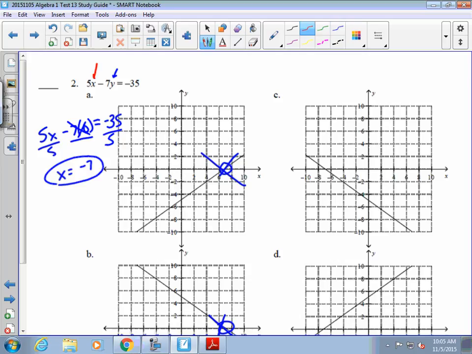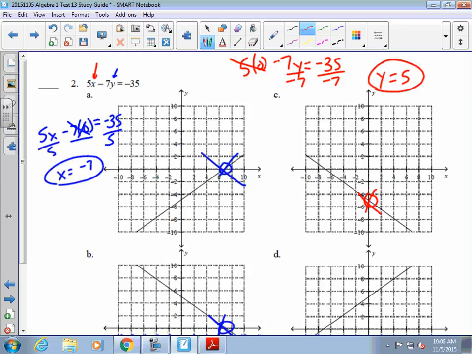To find y, you plug in 0 for the opposite one, x. 5 times 0, again, it eliminates that part of the problem. Leaves you with -7 times y is equal to -35. To get y by itself, you divide by -7. A negative divided by a negative, we know, is a positive. Y's value is +5.